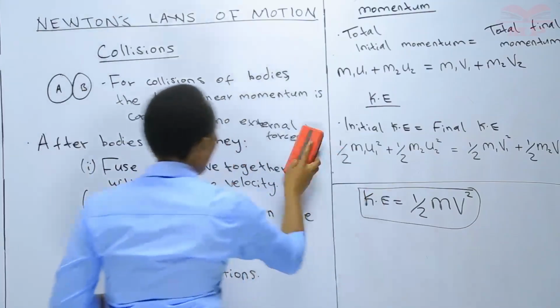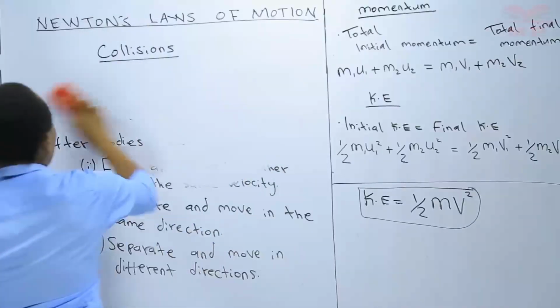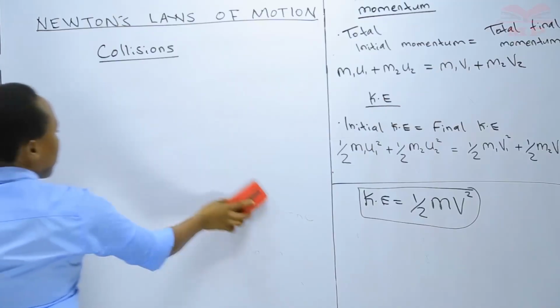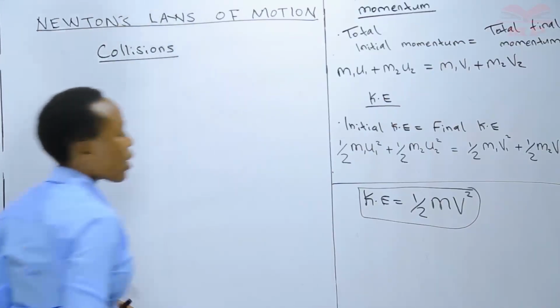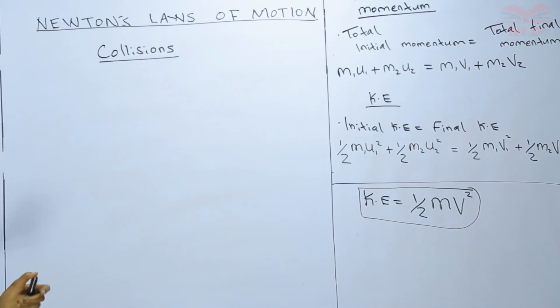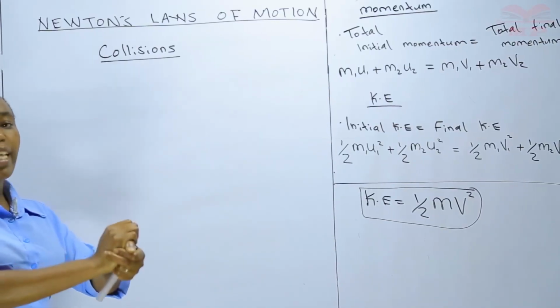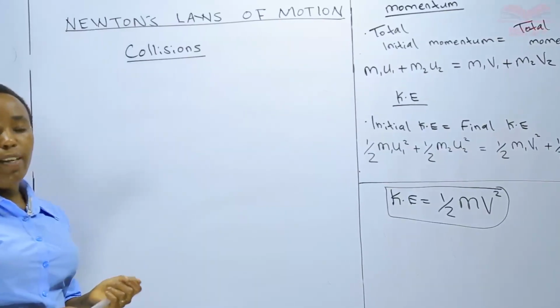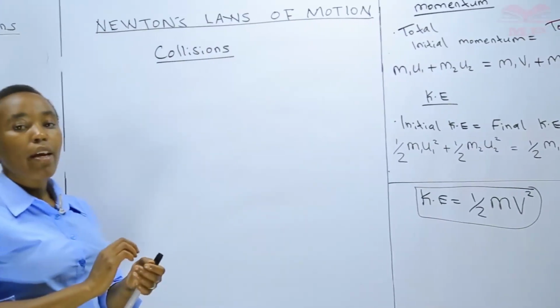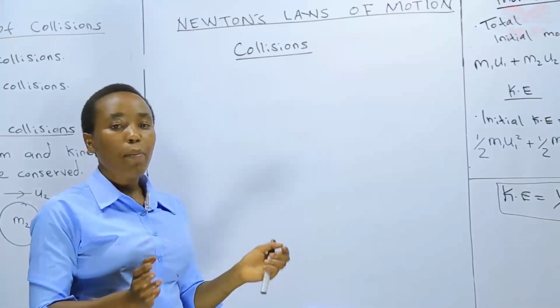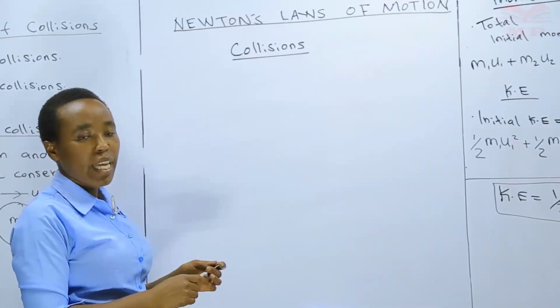The other type of collision, we are still in collisions where we are saying that when bodies collide, the momentum is conserved, provided no external force acts on that body or on those bodies. And we are saying that when bodies collide, they may fuse and move together in the same direction with the same velocity. Again, they may separate and move in the same direction. Again, they may also separate but move in opposite directions.